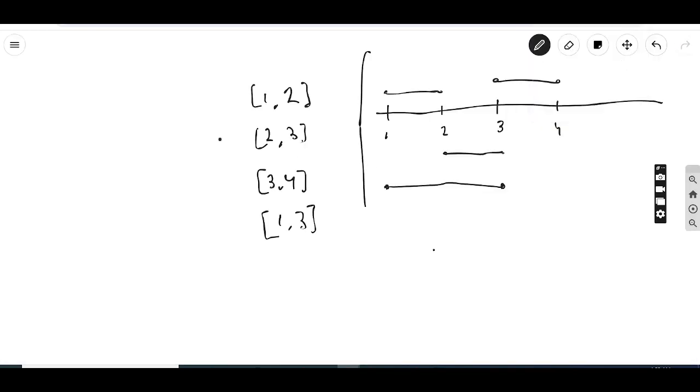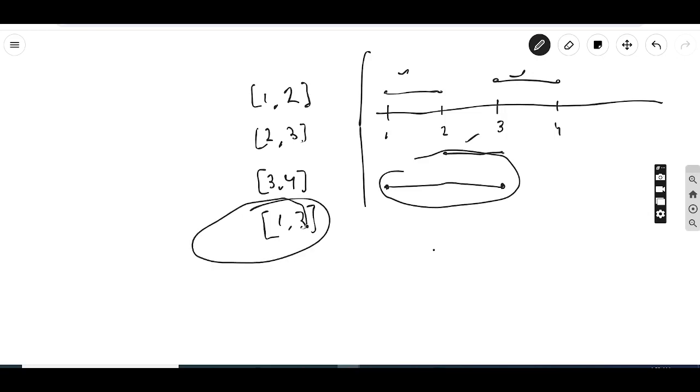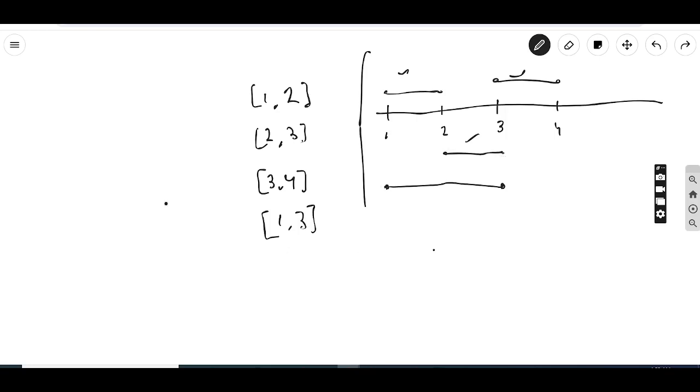The intervals must be non-overlapping. So here we can see that we have 1 2, then 2 3, then 3 4, and finally 1 3. These three intervals 1 2, 2 3, 3 4 are non-overlapping, right? But there is one interval, 1 3, which is overlapping, which we have to remove, and that's all. The answer is 1. We have to remove one interval.